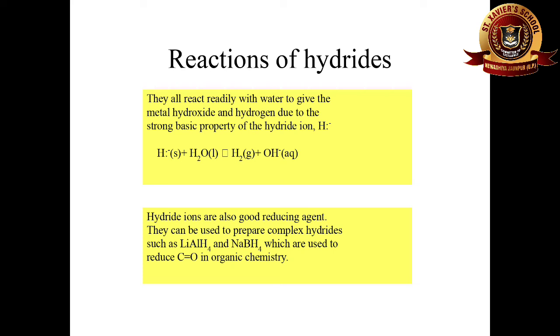Hydride ions are also good reducing agents. They can be used to prepare complex hydrides such as lithium aluminum hydride and sodium borohydride, which are used for reduction of carbonyl compounds in organic chemistry.